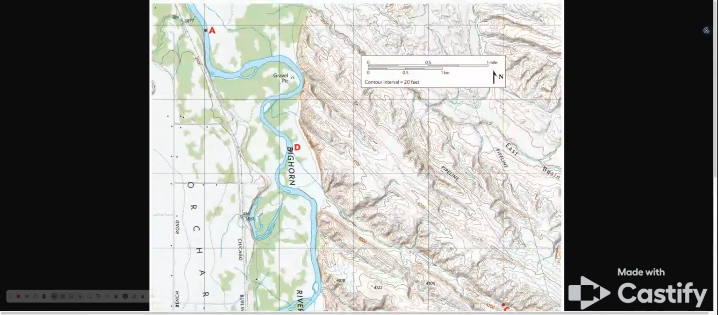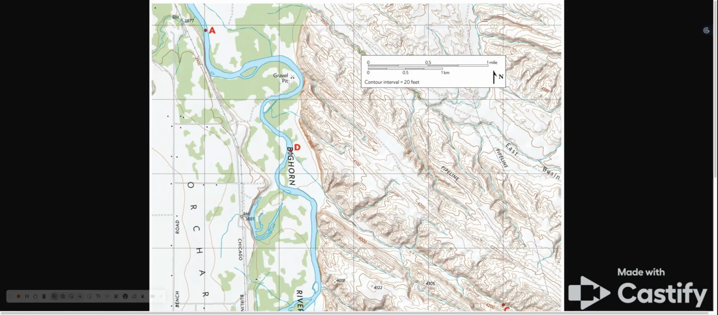Let's move over to point D. Again, using index contours to guide us. We've got 3900. This wraps around over to here. I'm going to count down. 3880, 3860. I don't cross another contour line before I get to this one.